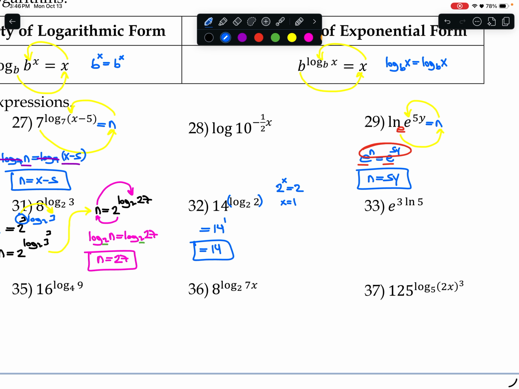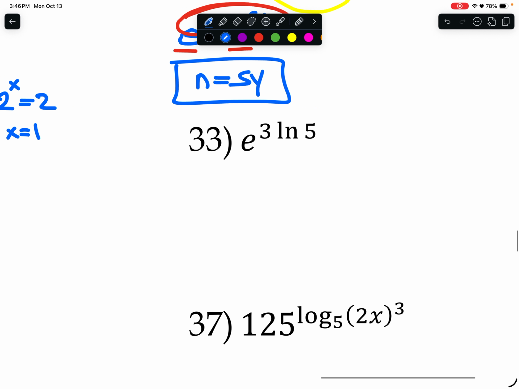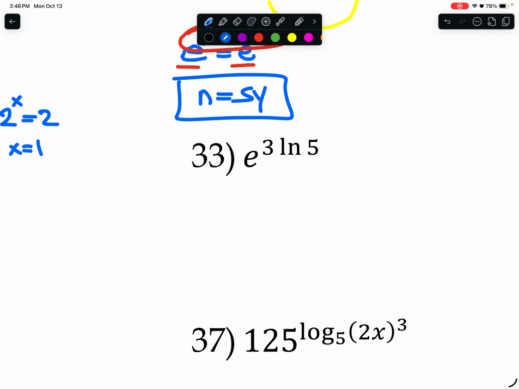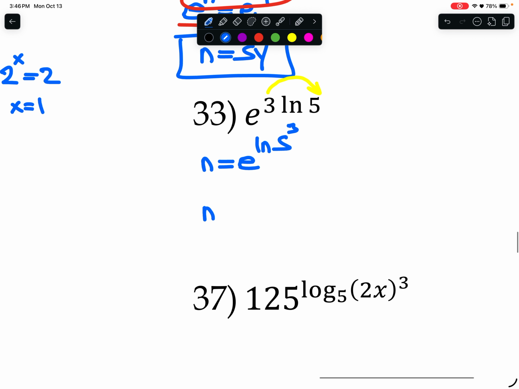Okie dokie. I'm just going to keep doing these because I know people need a lot of practice with these. All right, so we have e raised to the third power times natural log of 5. I'm actually going to start by doing power property, so I'm going to turn that 3 into an exponent. So n, some unknown value, is equal to e raised to the natural log of 5 cubed. Now this is the same as writing n equals e raised to the natural log of 125.